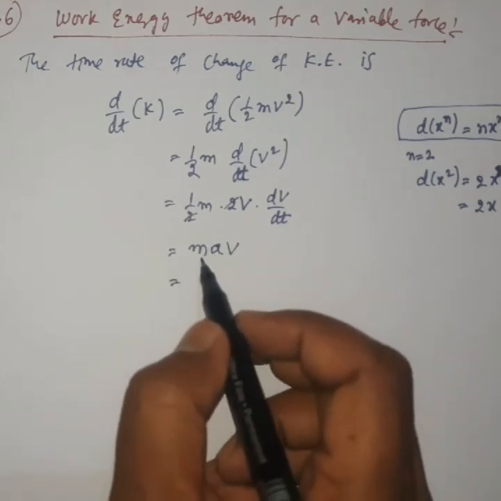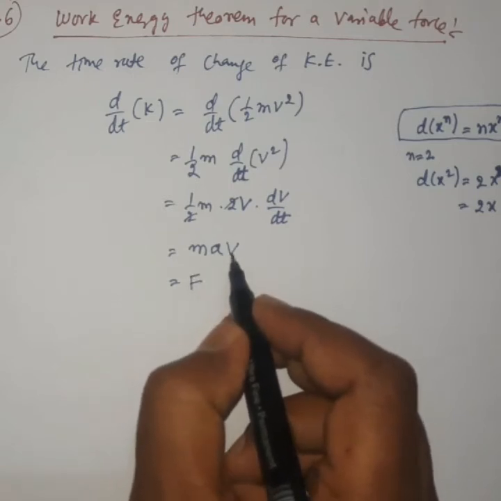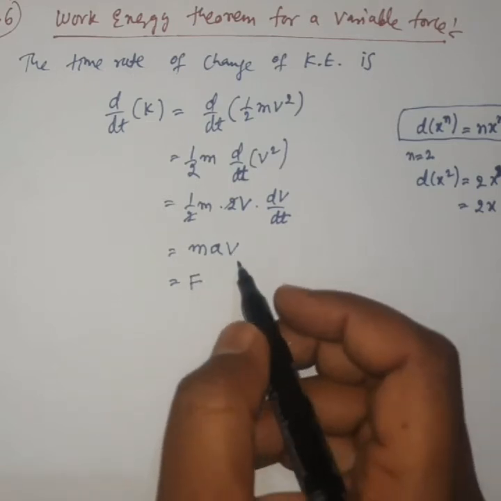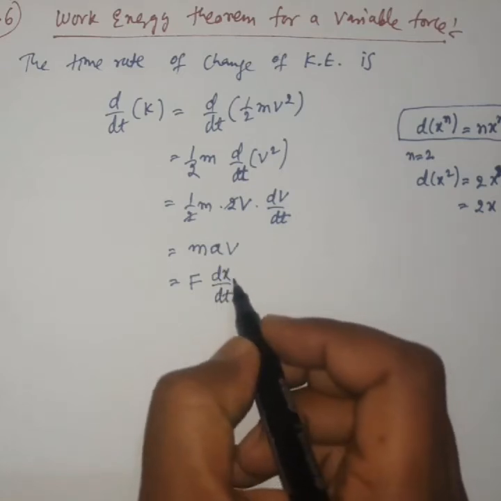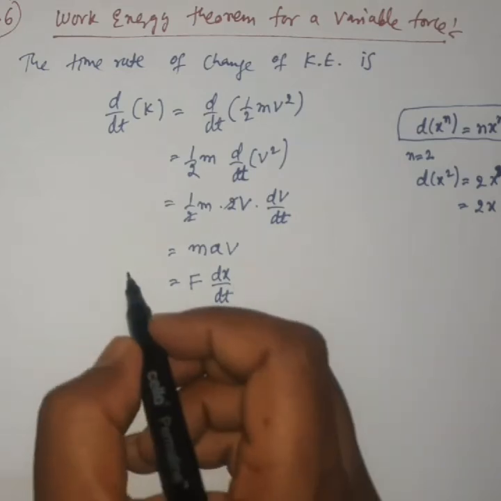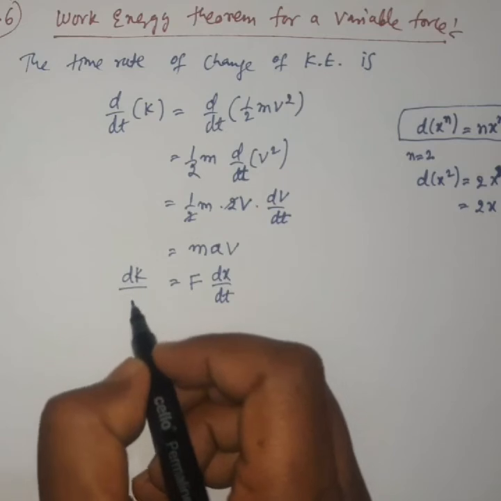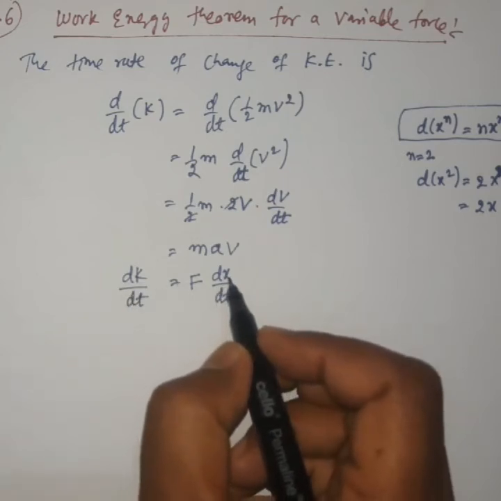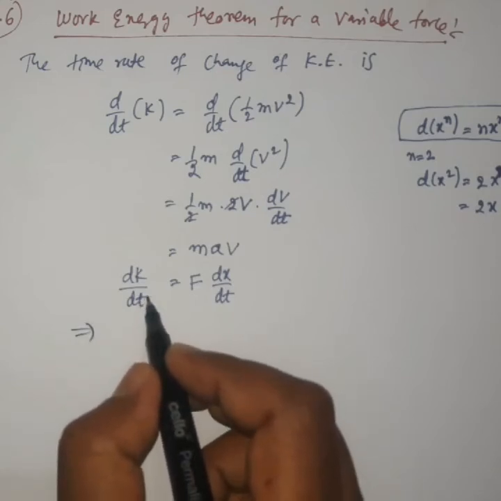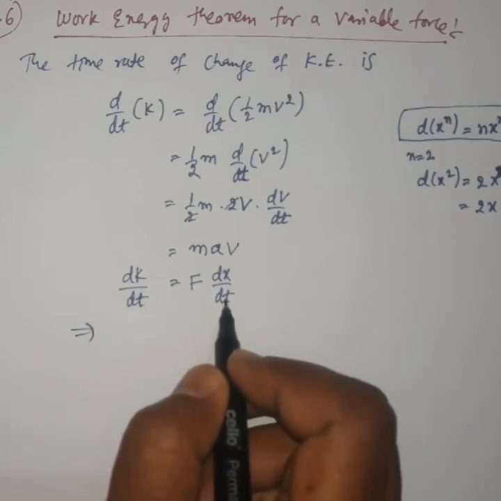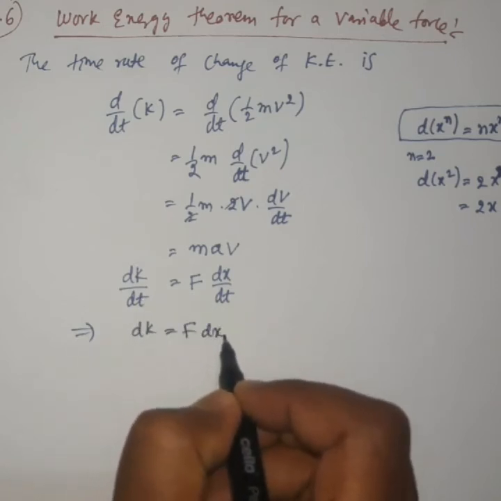According to Newton's second law, F is equal to ma, so it is F. Here v is the rate of change of displacement, dx by dt. So finally I can write dK by dt is equal to F into dx by dt. Let us remove dt. So we can write dK is equal to F into dx.